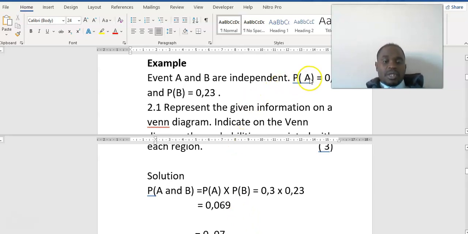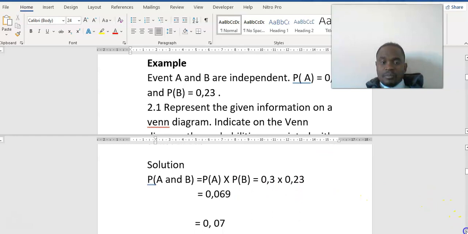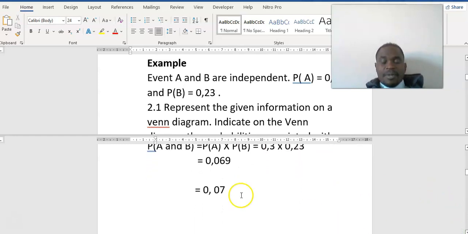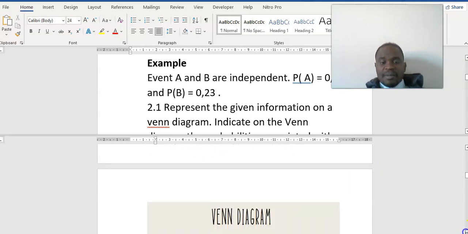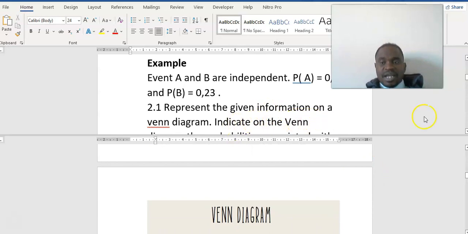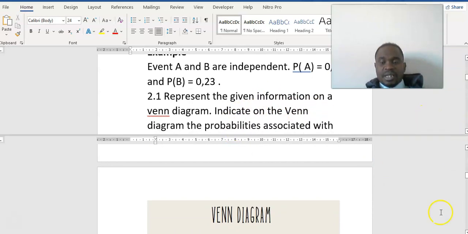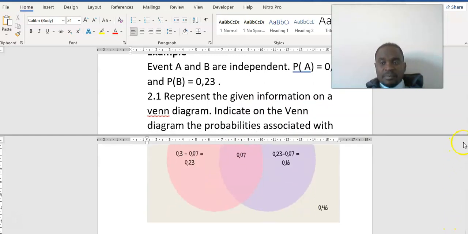Here we multiply 0,3 by 0,23, which gives us 0,069. It did not give us 0, so it means there is an intersection. Our probability of A and B is going to be 0,07. We are not done yet. What are we trying to find? We are trying to draw the Venn diagram according to the question. So our Venn diagram is going to be this one.